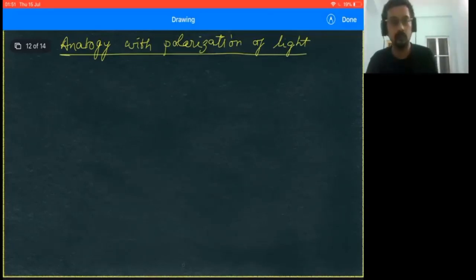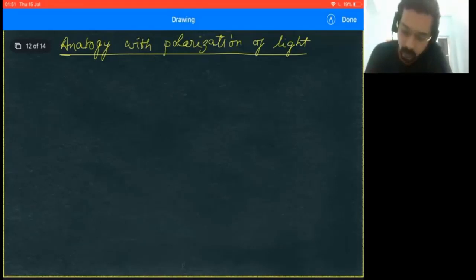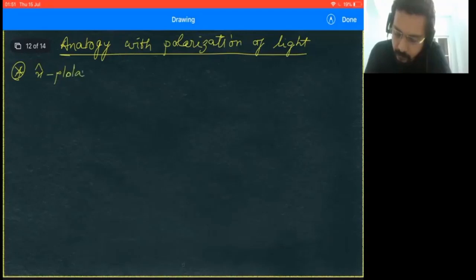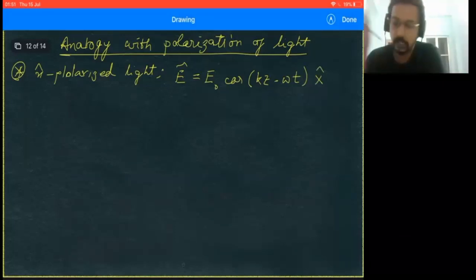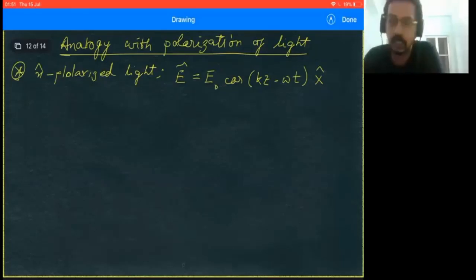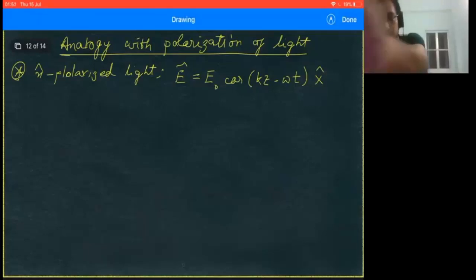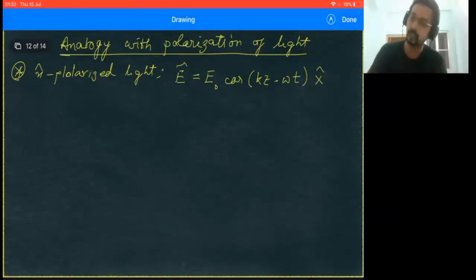Okay, so we will consider that x polarized light is produced by an oscillating electric field which is given by an expression like this. It is basically E naught cos(kz minus omega t) x hat. So the light is propagating along the z direction. t is of course the time coordinate, omega is the frequency, and x hat basically signifies the fact that it is polarized along the x direction. Similarly, if I had a y polarized light, instead of x hat I would have written y hat. As simple as that. Such kinds of light, as you probably know, can be produced by a Polaroid filter.